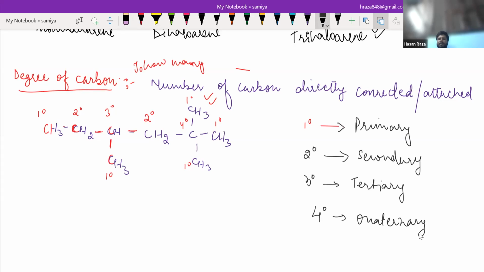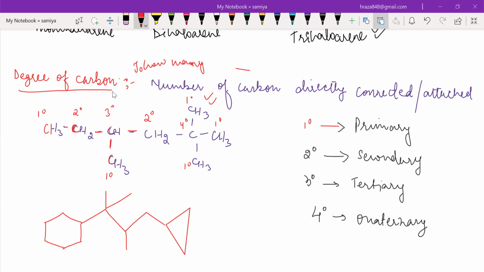Is that clear, Madiha? If it is clear, please find the degree of each and every carbon in this. Please do this and let me know. I'll answer it after your solution.